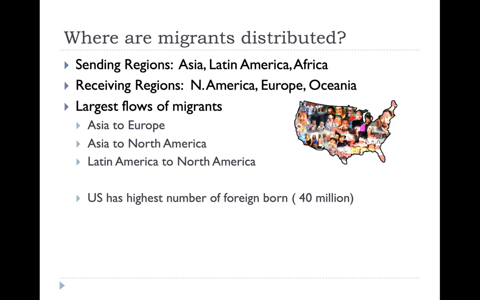The receiving regions are areas in which people are coming into. They're immigrating to. Receiving regions are North America, Europe, and Oceania, or Australia and New Zealand. The largest flow of migrants move from Asia to Europe, from Asia to North America, and from Latin America to North America. Currently, the United States has the highest number of foreign-born residents, with around 40 million people not being born in the United States.